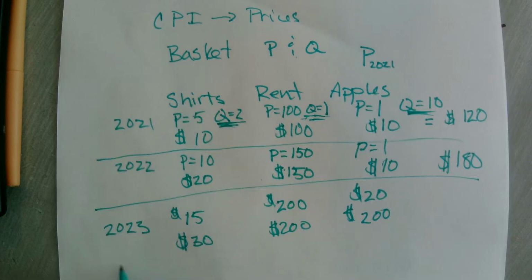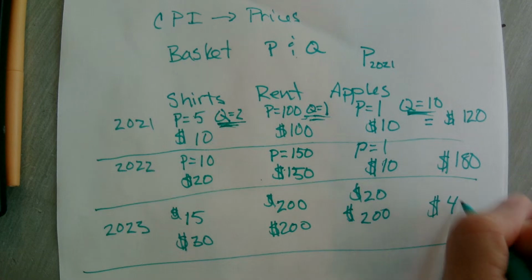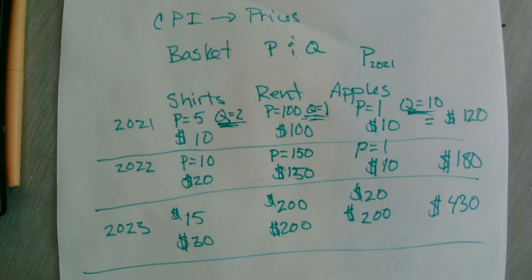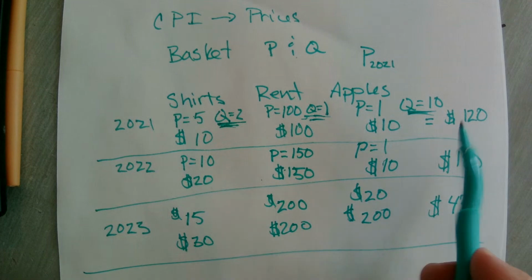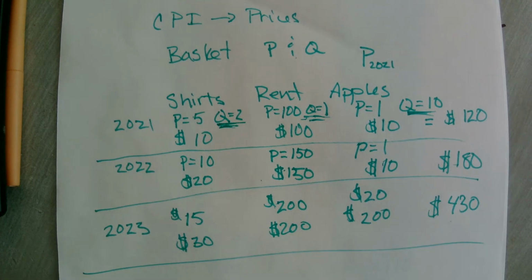Okay, what's the price of the basket now? Well, 200, 400, 430. Okay. So this is the price of the basket in 2021, 2022, and 2023. Now, what do we do to make an index out of this?